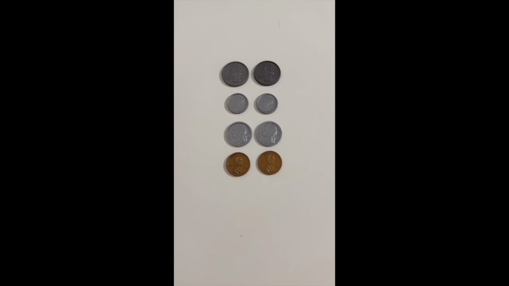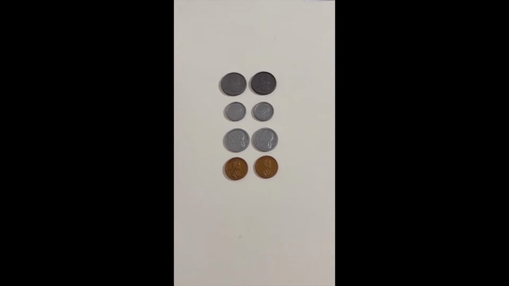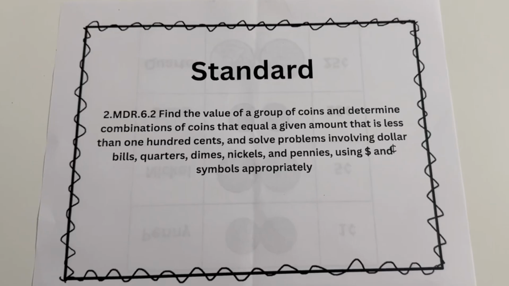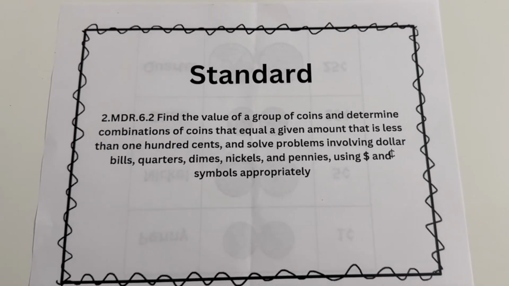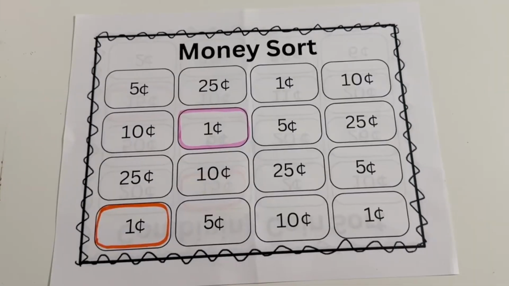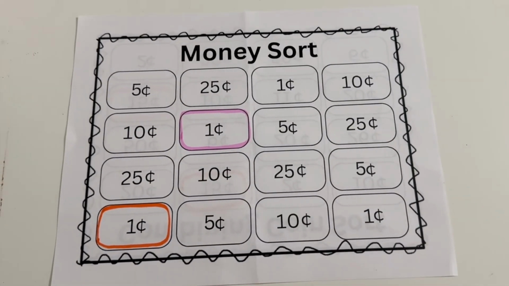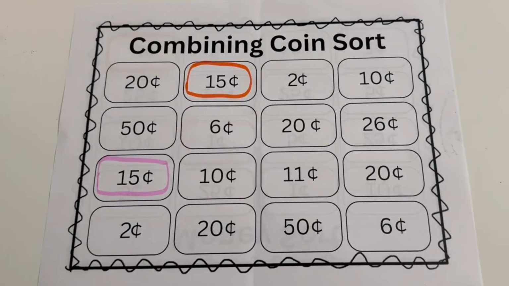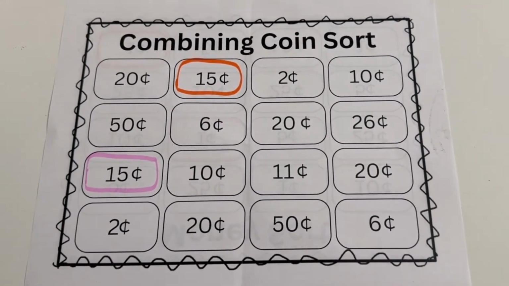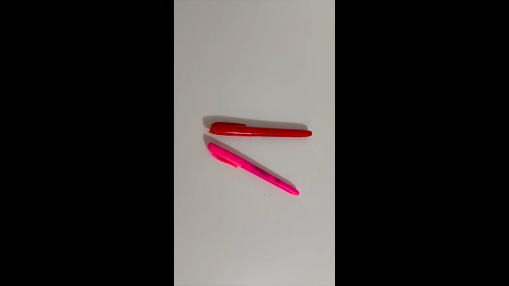This video consisted of 8 coins: 2 quarters, 2 dimes, 2 nickels, and 2 pennies. Also, 2 dice for the game. Also, a standard sheet with the second grade math standard for coins. The money sort for the first activity. The combining coin sort for the second game. And 2 highlighters for students A and B during the games.